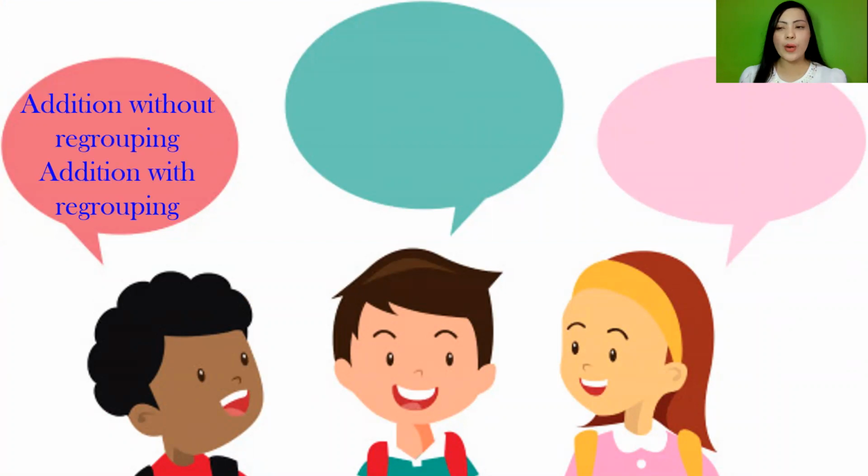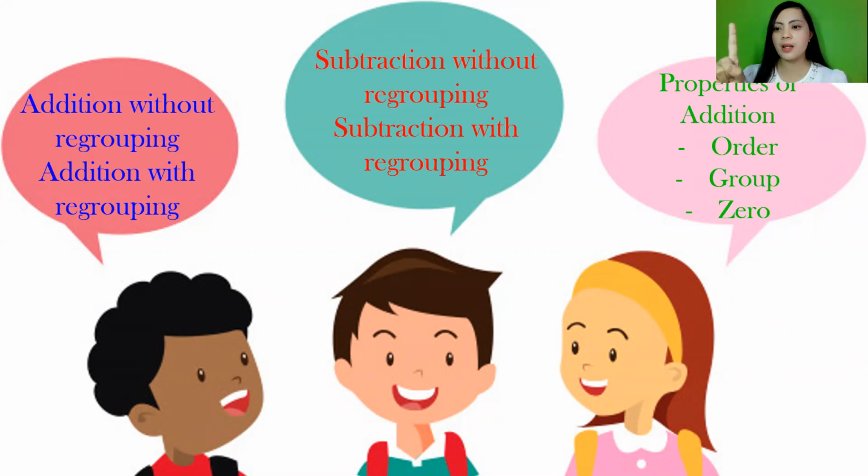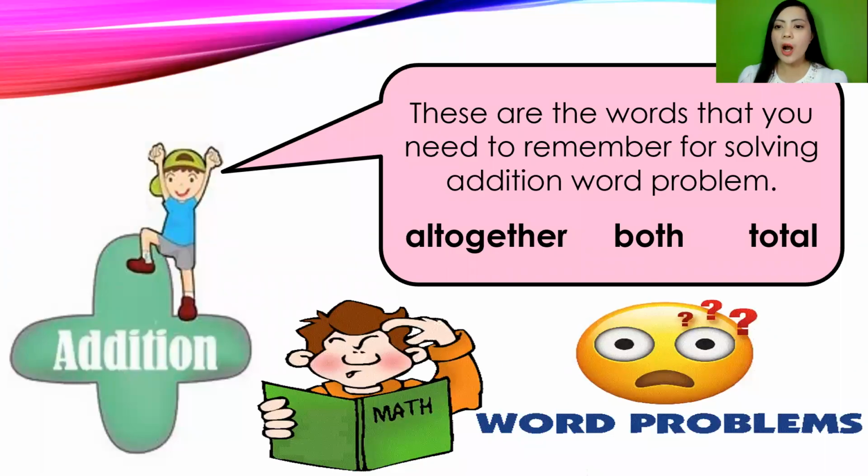We already talked about addition without regrouping, addition with regrouping, subtraction without regrouping, and subtraction with regrouping. We also talked about properties of addition: the order property, the group property, and the zero property of addition. Now these are some of the words that you need to remember for solving addition word problems. When you read the question, there are clues there. You have altogether, both, and total. So please remember those words.